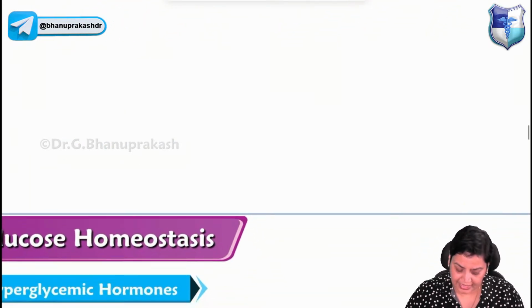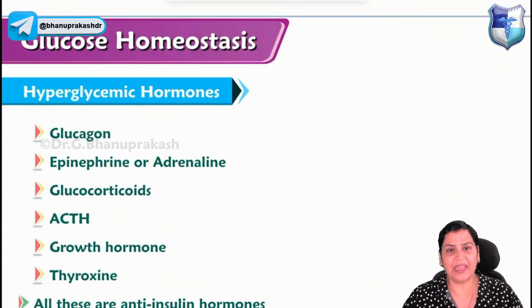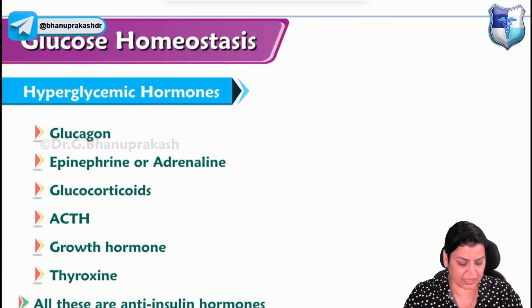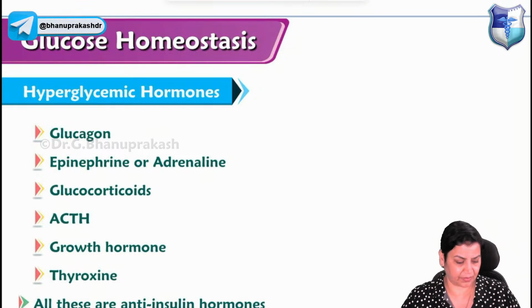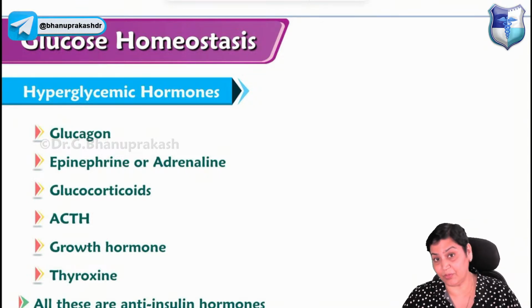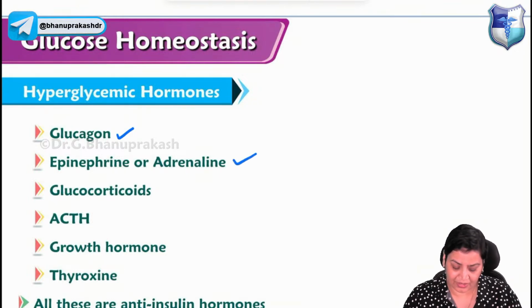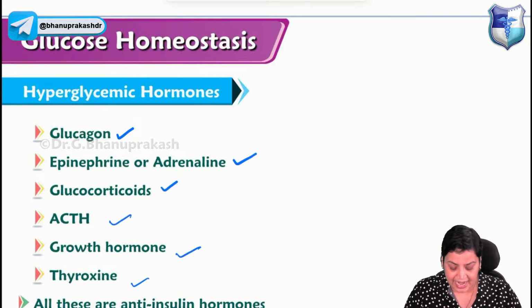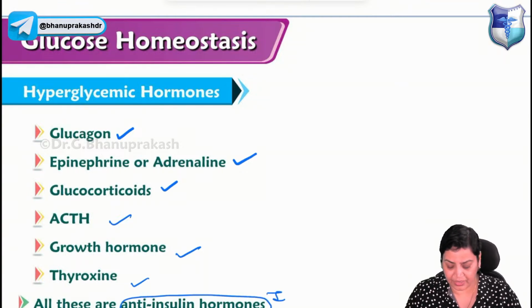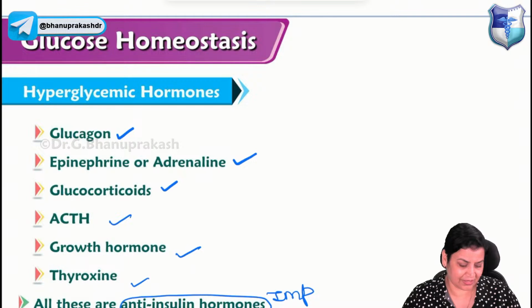Now see, coming over to the next slide, I can say that these are the hyperglycemic hormones. Beta, is there any confusion? If confusion is there, you can please ask me. So if I talk about hyperglycemic hormones, what does it mean? They are released when hypoglycemia is there. So glucagon is the one which is very important. Just now we have discussed epinephrine or adrenaline, glucocorticoids, ACTH, growth hormone, thyroxine, and they are anti-insulin hormones, because they will work against insulin. Insulin has altogether a different role to perform.